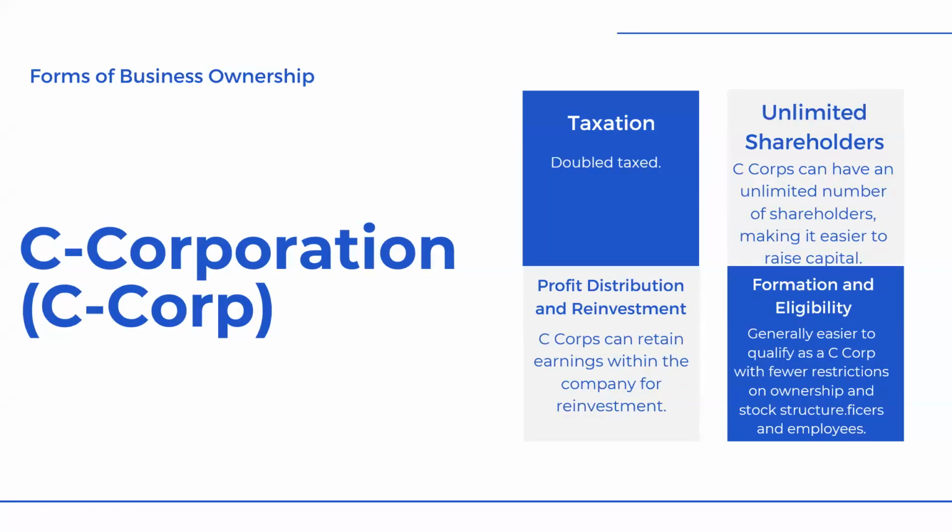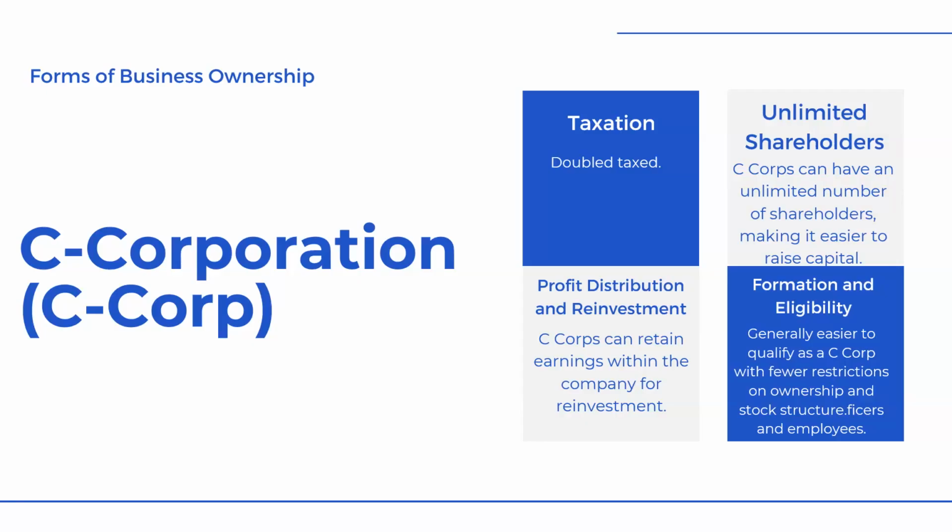C corporations, also known as C corps. So when it comes to taxation, C corps are subject to double taxation. This means the corporation pays taxes on its profits at the corporate tax rate. When dividends are distributed to shareholders, those dividends are taxed again at the individual rates. Corporate profits are taxed separately from shareholders' personal income, which can be an advantage for retaining earnings within the company.